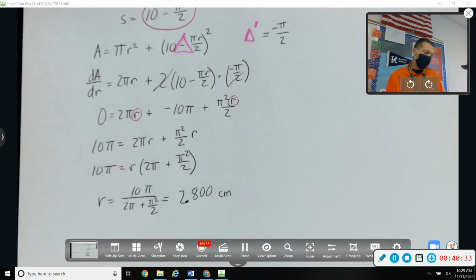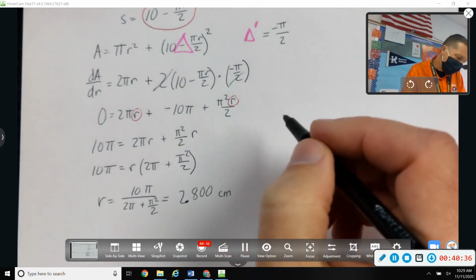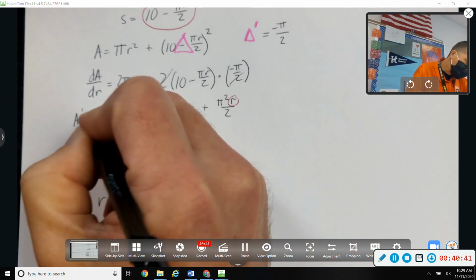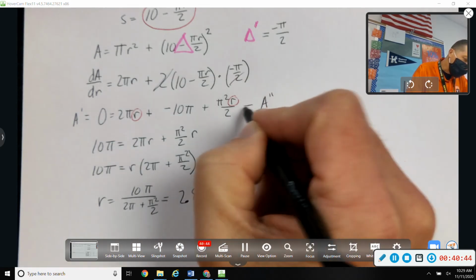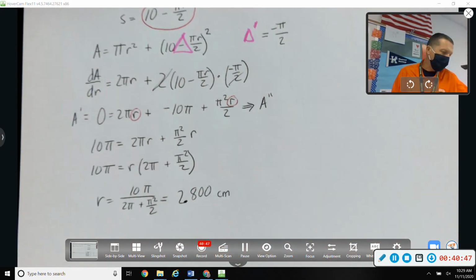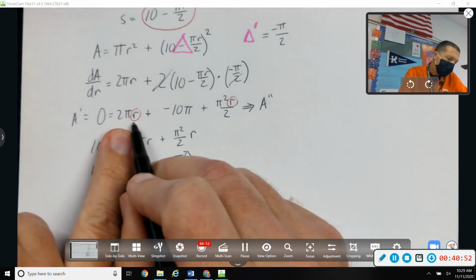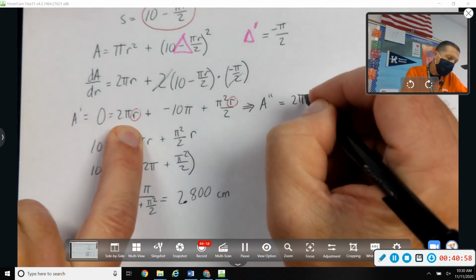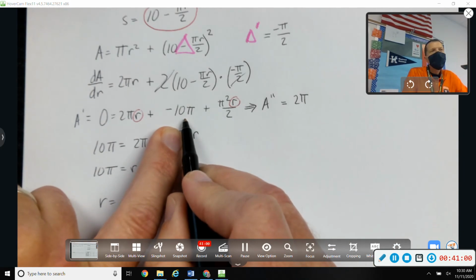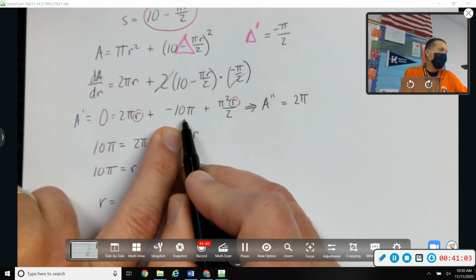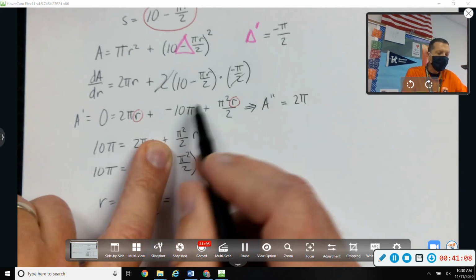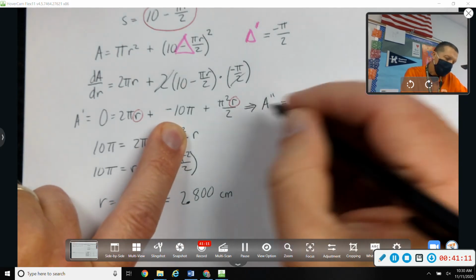We need to check to see if this was, so there's our first derivative. Let's back up and do a second derivative to check to see if this is indeed what we're trying to minimize. So the second derivative, 2 pi. What's the derivative of negative 10 pi? 0. Yeah, you think pi is a variable, but pi is not a variable. Pi is just a number. So the derivative of negative 10 pi goes away. Plus pi squared over 2.